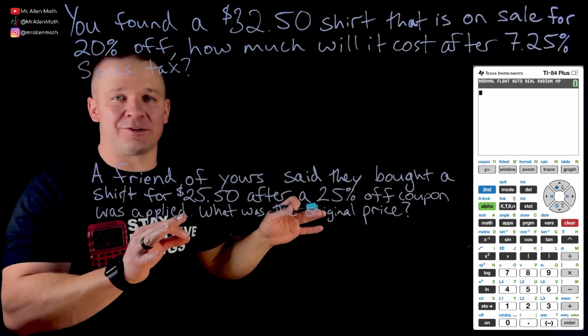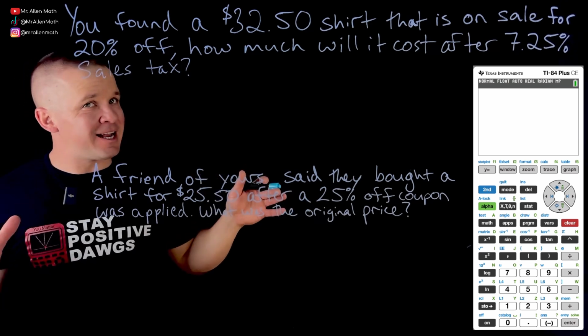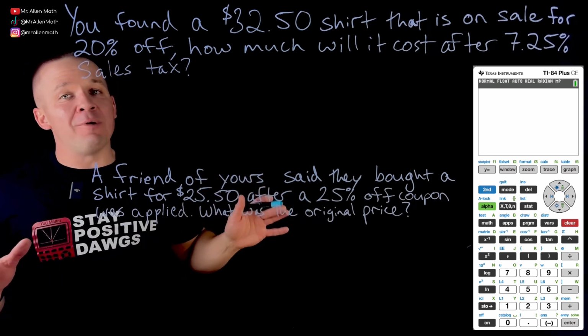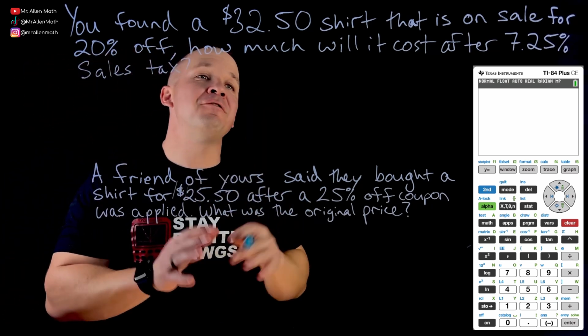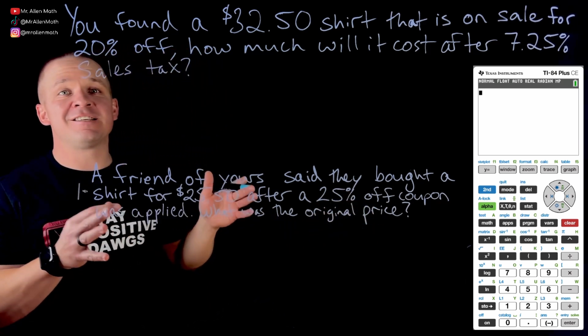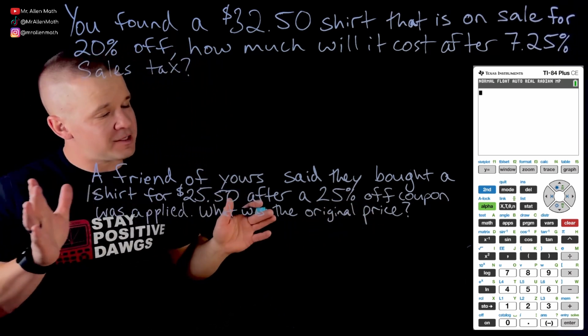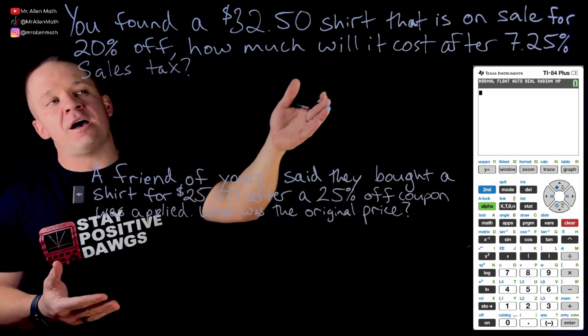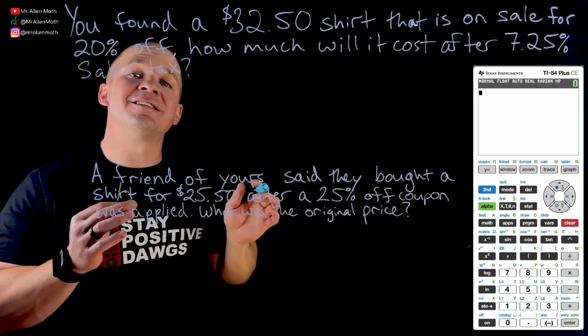We're shopping the discounts right now. Maybe hitting the TJ Maxx. They got a nice little sale. Anyways, you found a $32.50 shirt that is on sale for 20% off. That's pretty solid. How much will it cost after 7.25% sales tax?